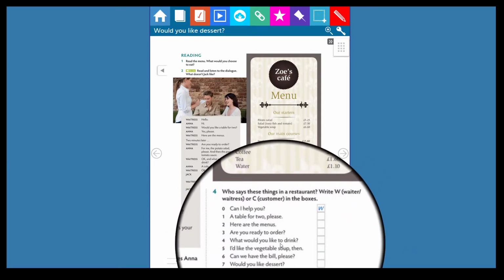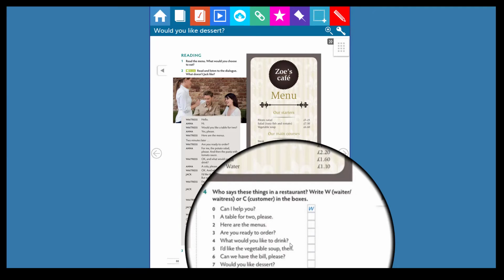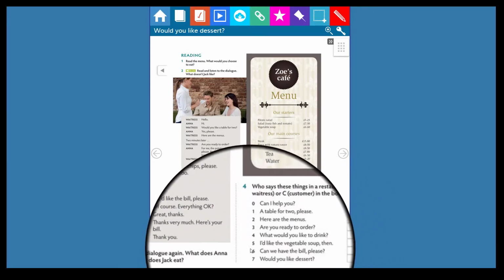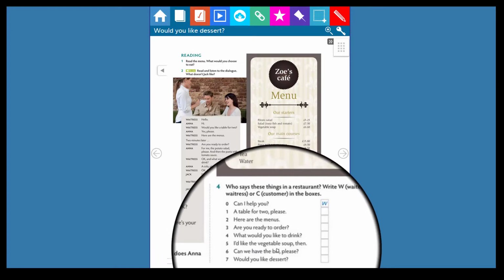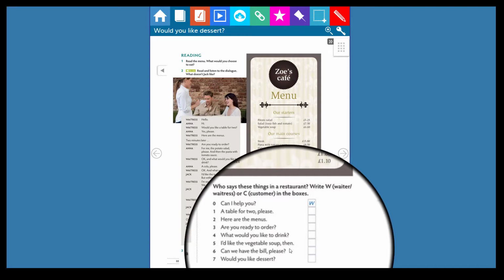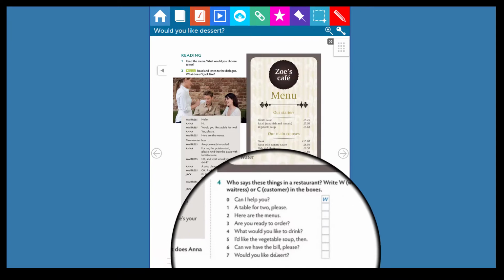Number 4. What would you like to drink? Letter C or letter W? The answer is letter W. Number 5. I'd like the vegetable soup then. What do you think? The answer is letter C. The customer, el cliente, dice una frase así, chiquillos. Number 6. Can we have the bill, please? What do you think? Customer or waitress?